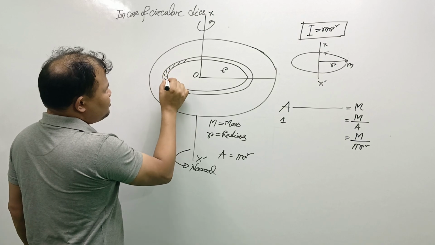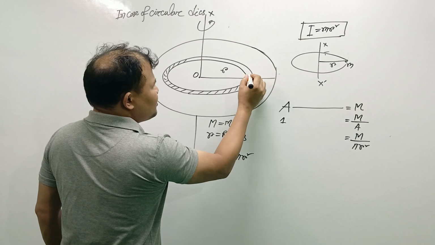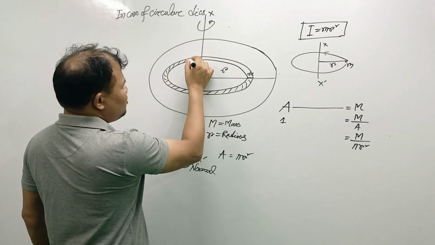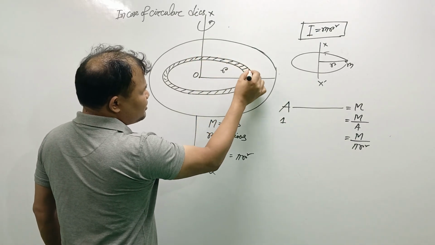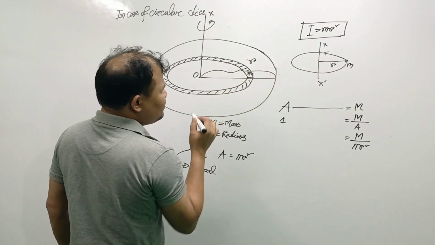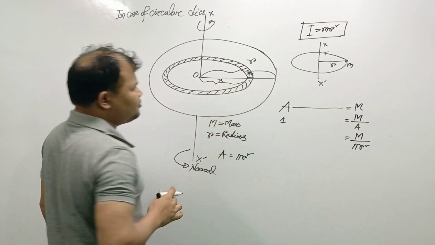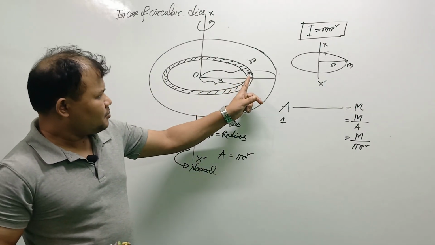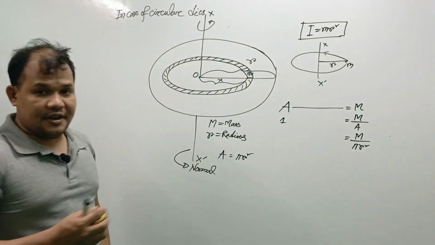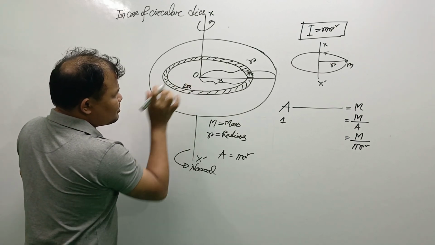At first we have to find out the mass of this very small section. Suppose the width of this small section is dx, a very small amount of width, and the total radius of the circular disc is r, and x is the radius of the smallest section. So we can write that twice pi x is the circumference.